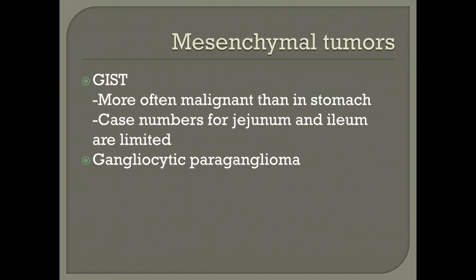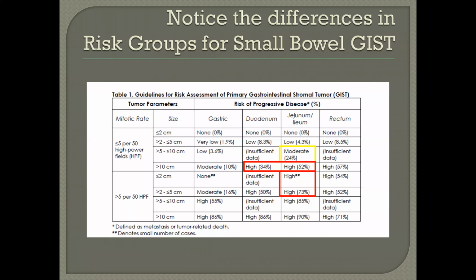So moving on to mesenchymal tumors, the most frequently seen, as mentioned, is the GIST. And as we would like to point out, these tumors in the small bowel have a more aggressive behavior than they do in the stomach. However, the case numbers on which we can base these predictions are fairly limited. The gangliocytic paraganglioma, we've already talked about that mesenchymal neoplasm. And this is just to illustrate this from the risk stratification guidelines.